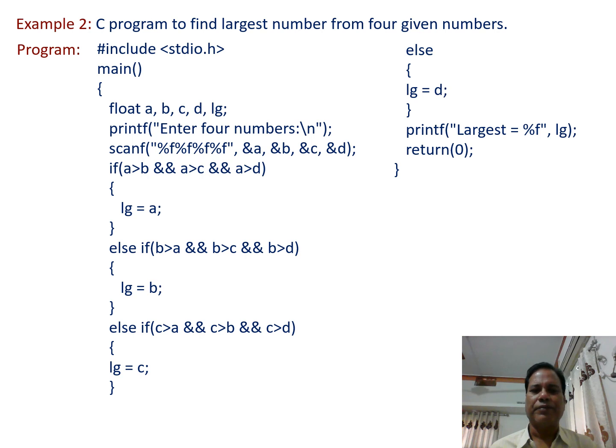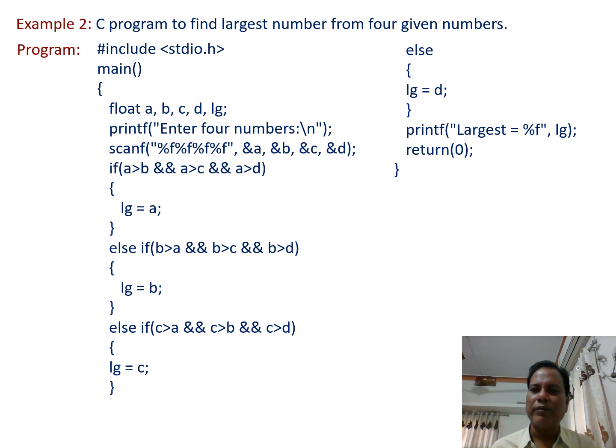Otherwise, else if the value of C is compared with A, B and D. Again, if this condition is true, the value of C is assigned to the variable LG. Else, the value of D is assigned to LG, because if A is not largest, B is not largest, C is not largest, then the largest value is D. D is assigned to LG, and then finally we print "largest equal to %f", comma LG.